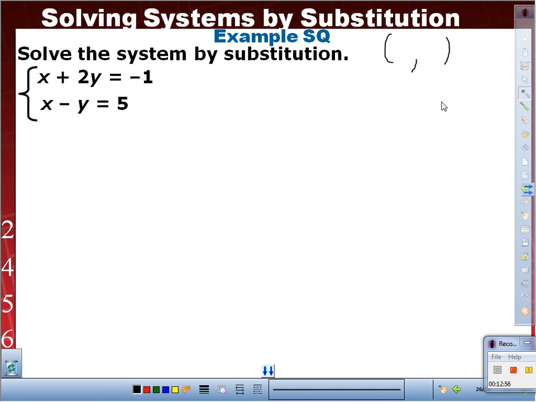So, who has a solution for me? Vivian, what'd you get? Hands up if you got 3, -2. Yes. So far, that seems to be our solution. But let's double check now through substitution and see if it's true. Okay, so close your iPads. Here we go.